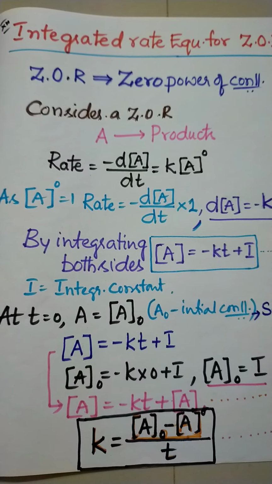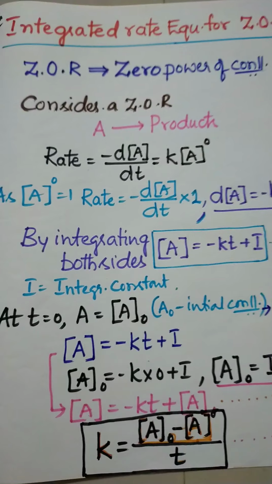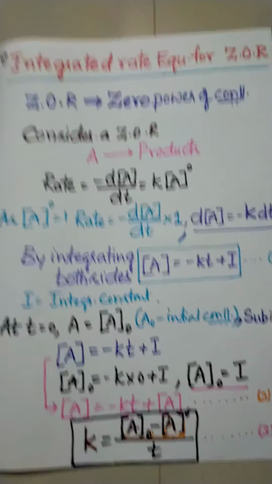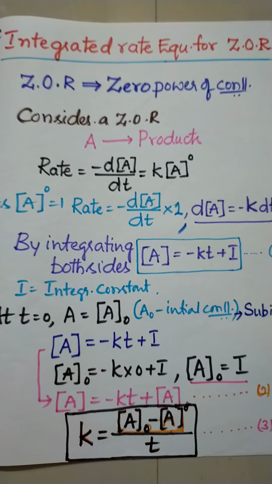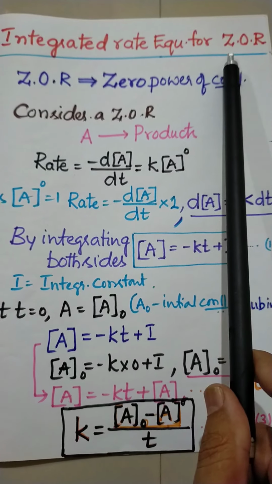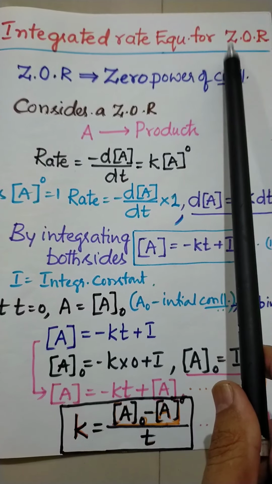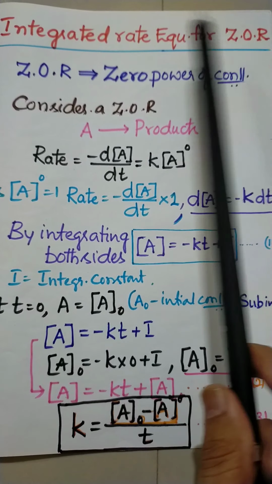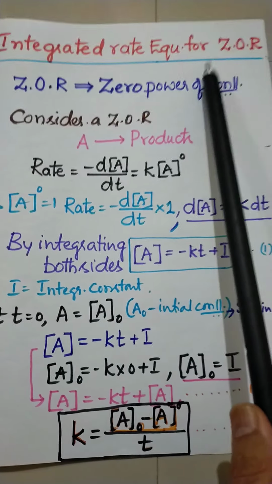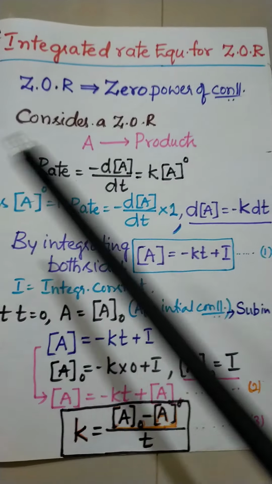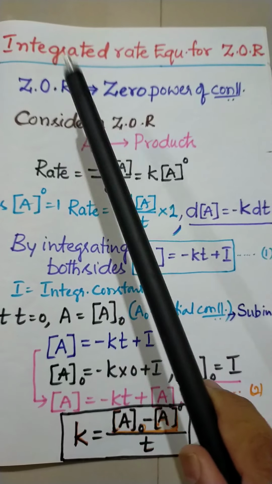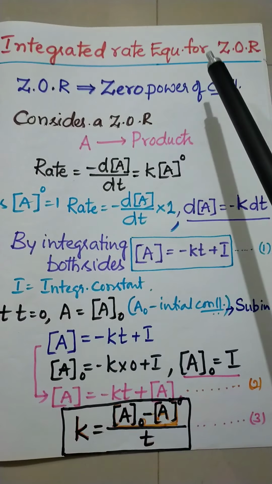Good evening. This is again the chemical kinetics continued lesson. The last concept we completed was integrated rate equations for first order reaction. Now we are going to switch on to integrated rate equations for zero order reaction.